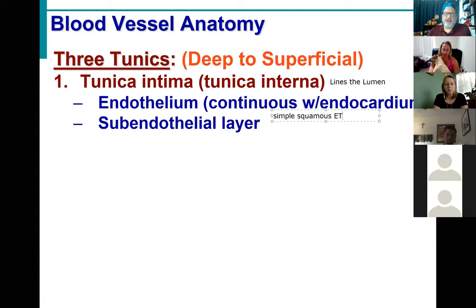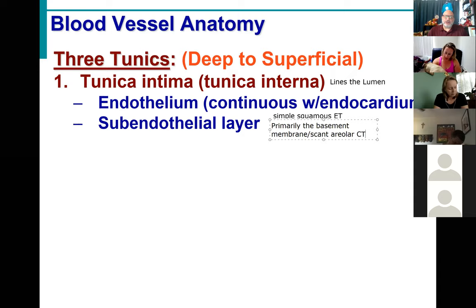And then it has the subendothelial layer, which is really primarily the basement membrane. But maybe also a very scant areolar connective tissue. It's mostly the basement membrane. If you remember all the way back to 430, basement membrane is that extracellular substance that is that glue that holds the epithelial tissue to the tissue underneath of it. But there may be kind of a scant layer of areolar connective tissue located there as well.